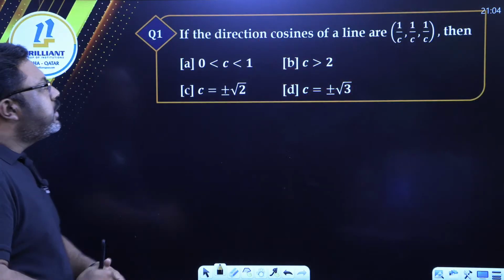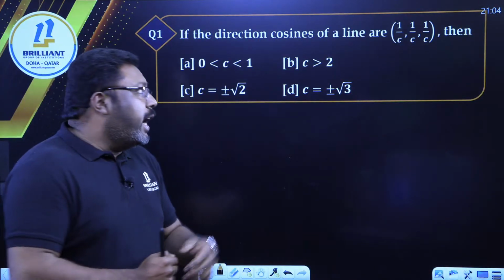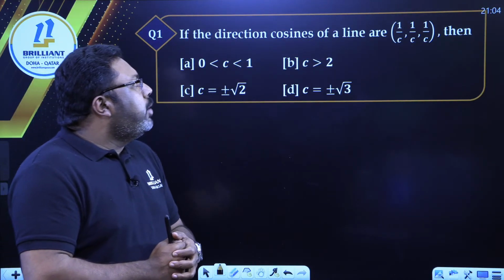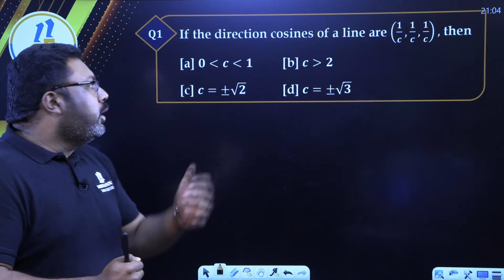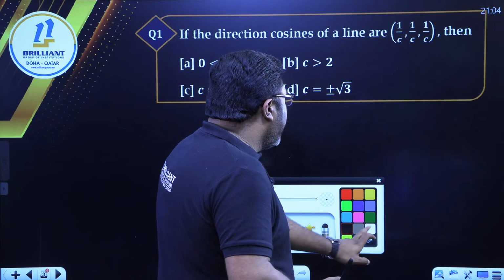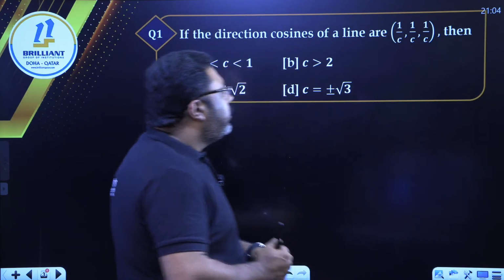Right away to the first question. The direction cosines of a line are 1 by c, 1 by c, 1 by c. Then the values of c are what? The direction cosines of a line are given to you, right?